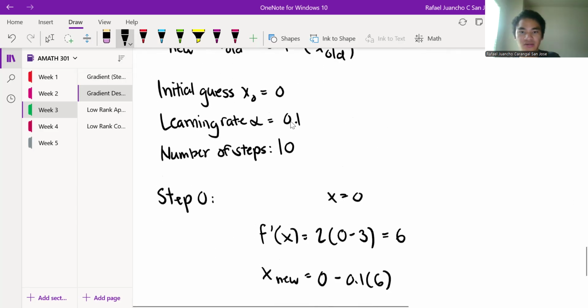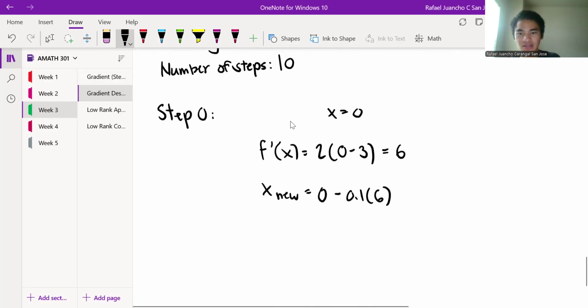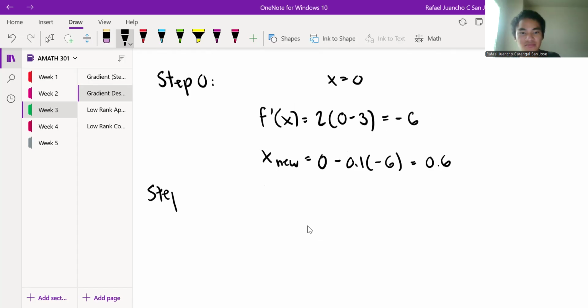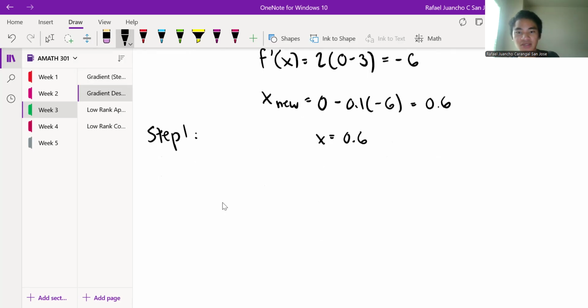And then what do we get here? We get, oh shoot, this is negative 6. I just realized. So this is positive 0.6, right? That's the first one. Okay, let's take another step. Let's say x is 1. Or I'm kidding, x is 0.6. Because that's the x direction that we already got, right?